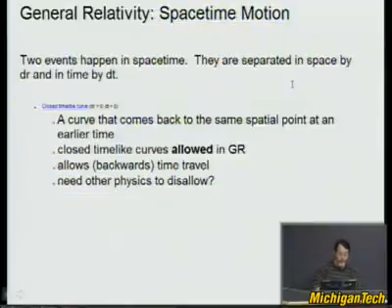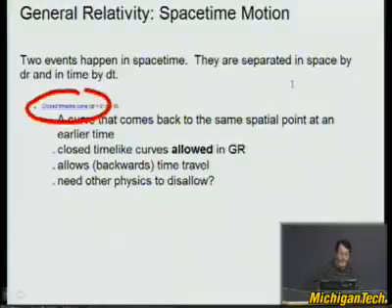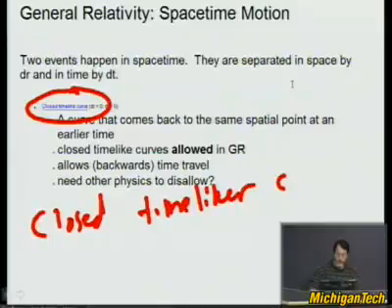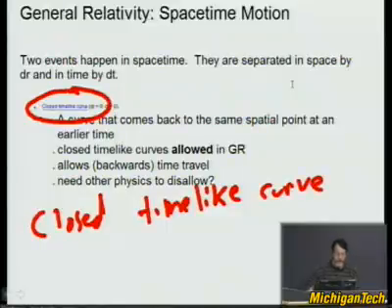However, a famous thing, it's hard to see, I'll write it here, is a closed time-like curve. And that's a signal in physics, in relativity, that there's backwards time travel around. So that's closed time-like curve. Sometimes called closed time-like loops. So they are actually allowed in general relativity.